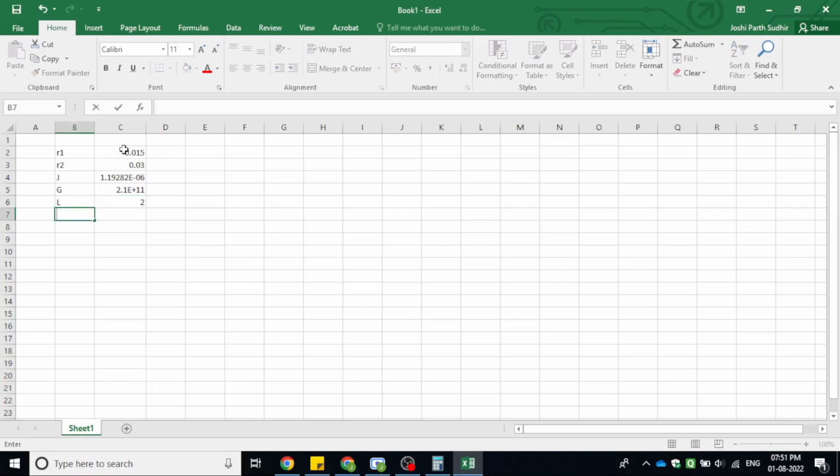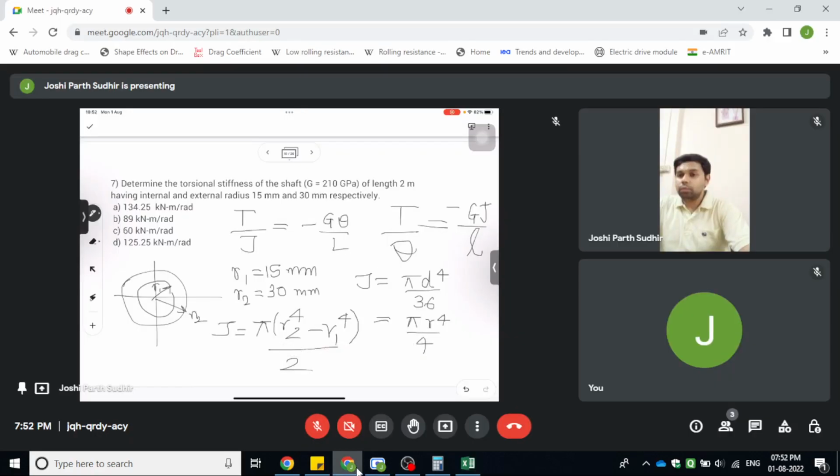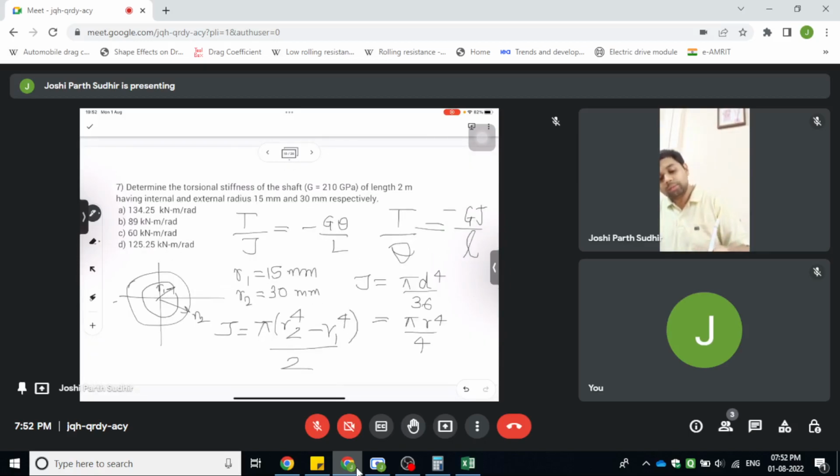So the torsional stiffness K is given by G into J divided by L, which is about 125 kilonewton meter per radian, or alternatively 125 Newton per mm. So the correct answer to this question is 125 kilonewton meter per radian, option B.